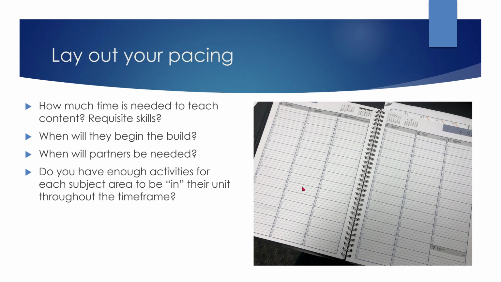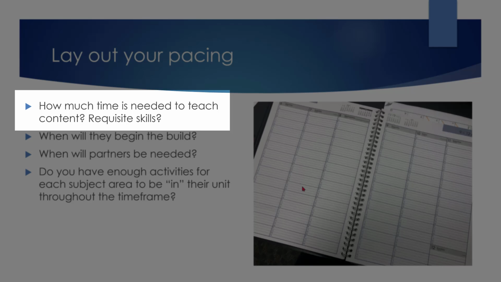Now that you have everything in place, it's time to lay out your pacing. Be sure that you sketch out where all of your activities are going to fall so that you can get it all in. Most importantly, make sure you leave time for the final improve. So start to lay out for each content area how much time will you need for them to master the requisite skills that they'll need for this unit.